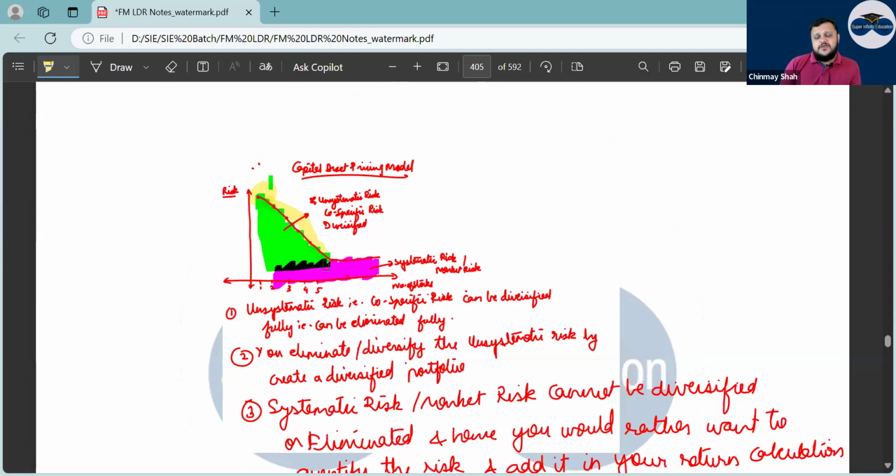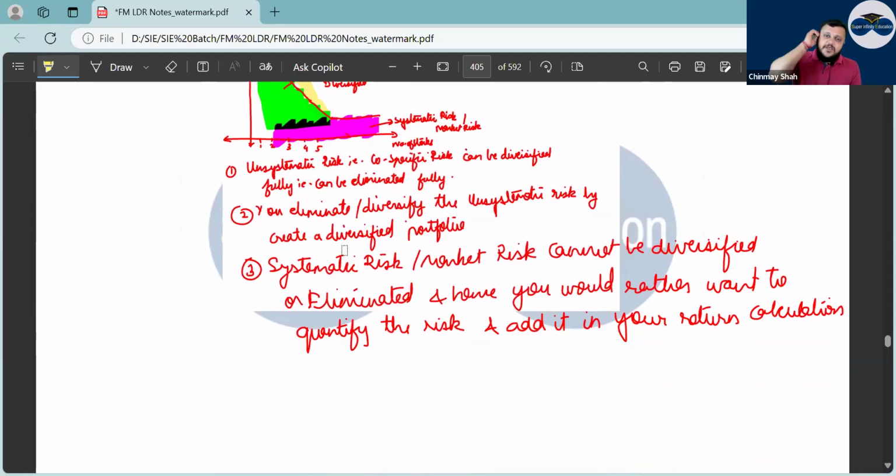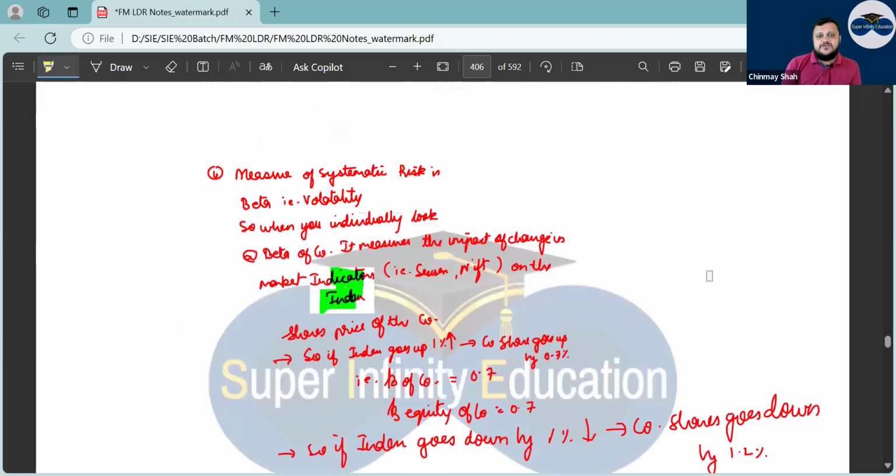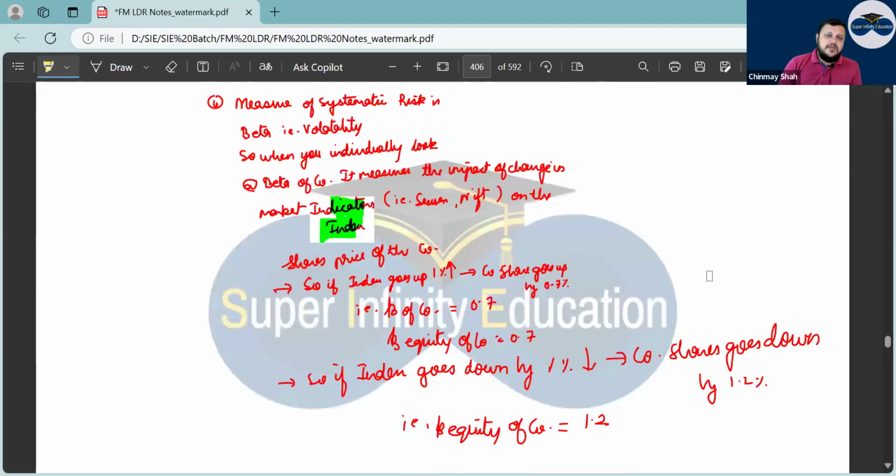It can be diversified fully, right? By what? Tell me. By buying different kinds of stocks, correct? Diversify your portfolio, correct? But can you eliminate market risk or systematic risk? Not at all, correct? Systematic risk or market risk cannot be diversified or eliminated at all. If you cannot eliminate or diversify the risk, calculate the risk and include it in your working. So how do you calculate the systematic risk? It is beta, right?